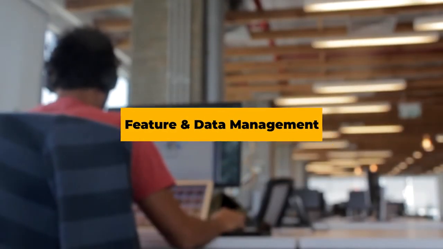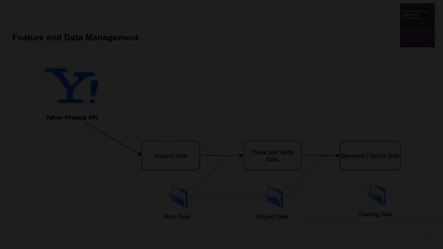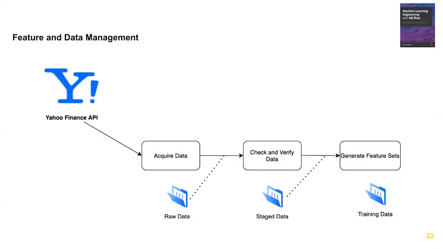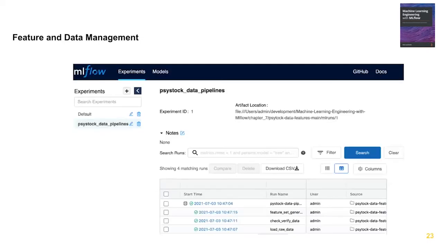For feature and data management, this is a bit of stretching the goal, but I needed to do it just to stretch MLflow as much as possible, but I'm not sure if it's the ideal tool for all the scenarios. So you can actually create, let's say, a workflow in MLflow. You package your project and you put it in a tool like Airflow, for instance, so you can centralize all the metrics that you need. So you load raw data, you check verified data, and you generate the feature set. This is a multi-step workflow in MLflow that allows you to do that.